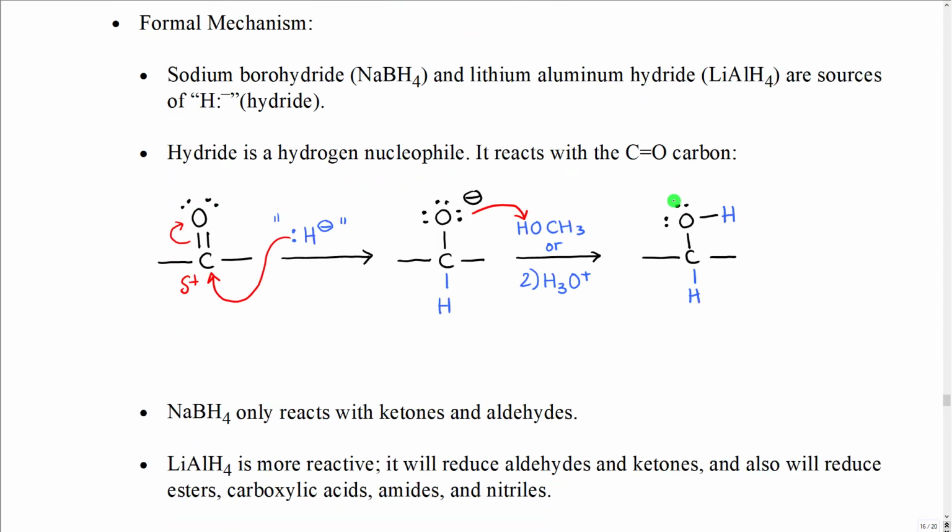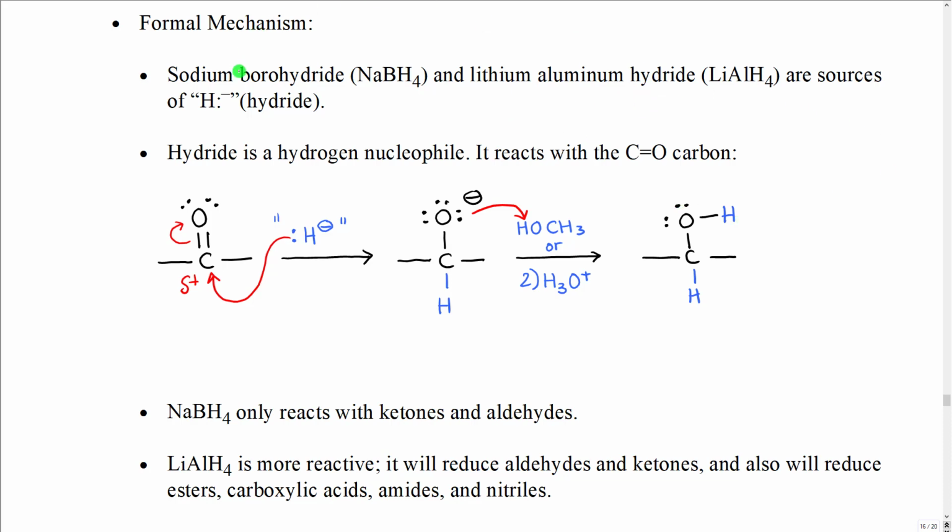Now we're going to discuss what I call a formal mechanism. The formal mechanism is not the quote-unquote actual mechanism. What we're going to do instead is use sort of an abbreviated or an imaginary species to envision what's happening, even though that species doesn't really exist.